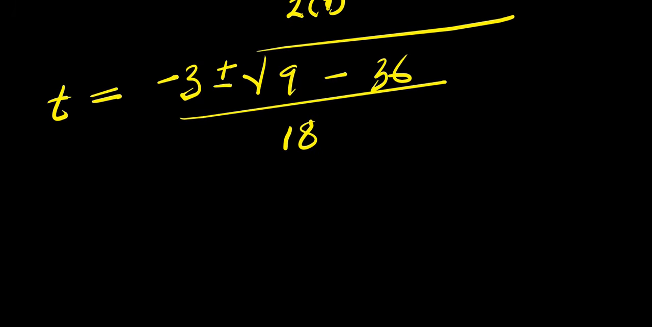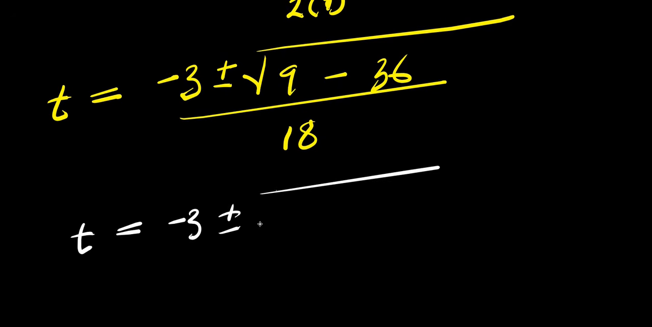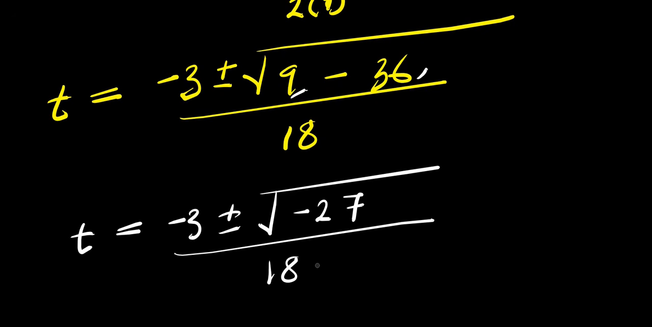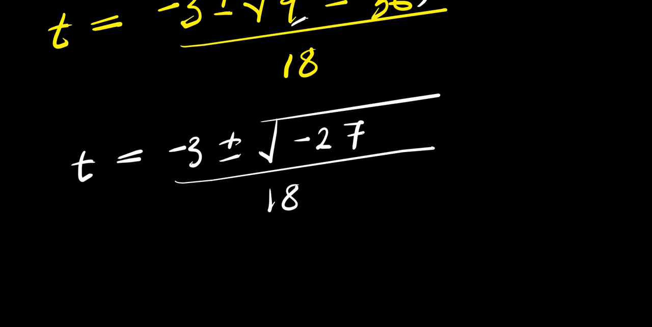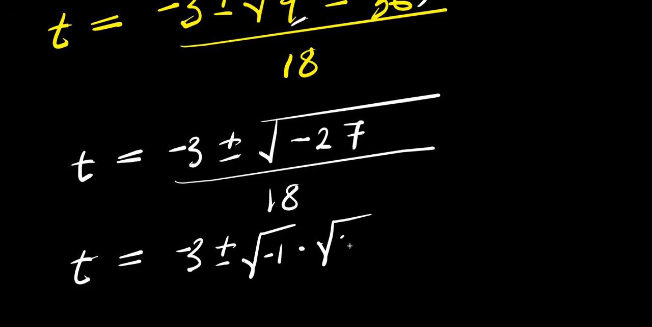So from here, I'm simply going to have t equals negative 3 plus or minus square root of 9 minus 36, that is negative 27. So you have this divided by 18. All right. So what we are going to do next is, here there is a negative. We can take the negative of this separately. We have t equals negative 3 plus or minus square root of negative 1 times square root of 27, divided by 18.